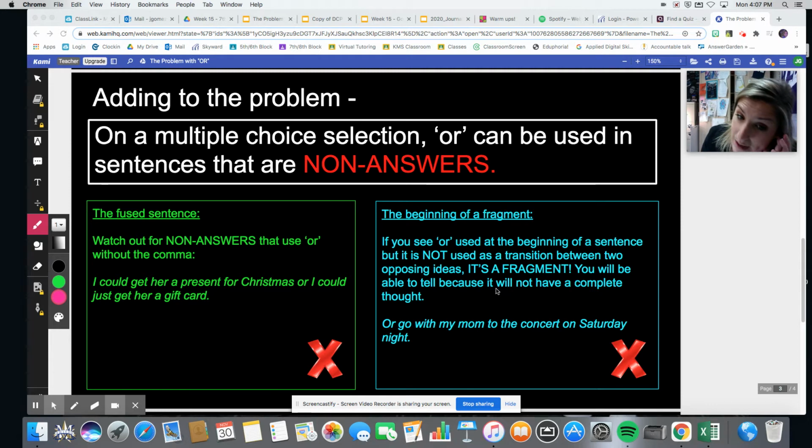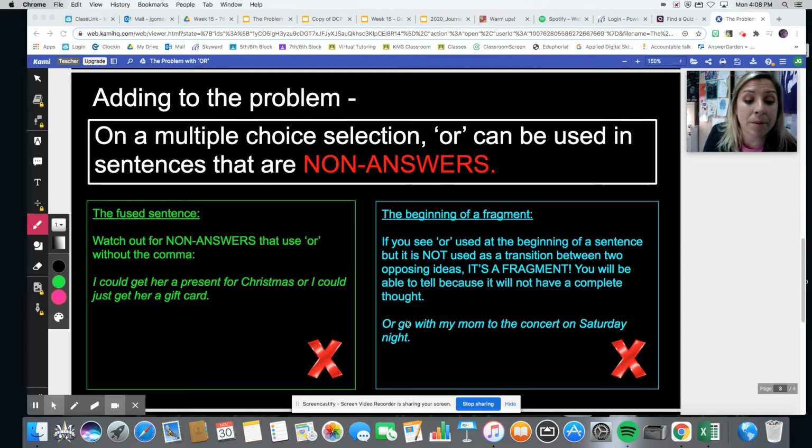Another way is it could be used at the beginning of a sentence as a fragment. If you see "or" used at the beginning of a sentence, but it's not used as a transition, then it is a fragment. Look at this one: "Or go with my mom to the concert on Saturday night." That is a fragment. It doesn't have a comma to be a transition, and it's not a complete sentence. So be careful with these two types of answer choices. These are wrong.